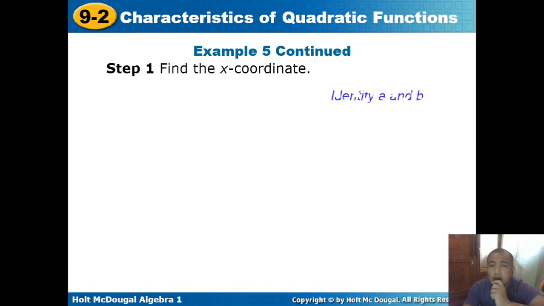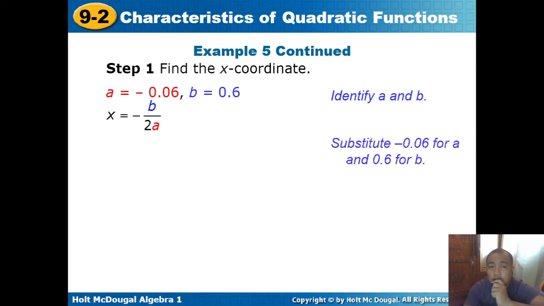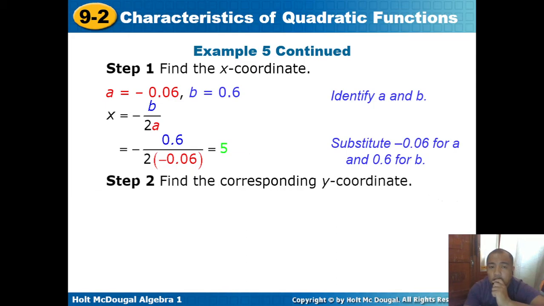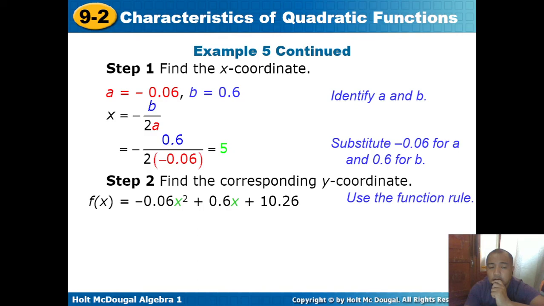First, we find the x-coordinate. Identify a and b in the given equation, that is a is negative 0.6, b is 0.6. Let us now solve for the x-coordinate of the vertex, which has the formula negative b over 2a. Negative 0.6 all over 2 times negative 0.6. The answer is 5. Now to solve for the y-coordinate, use the function rule, substitute x by 5.